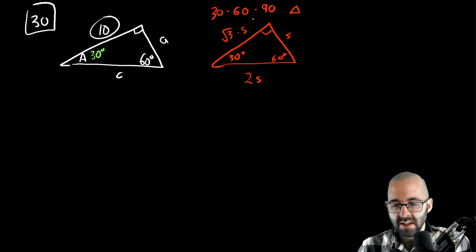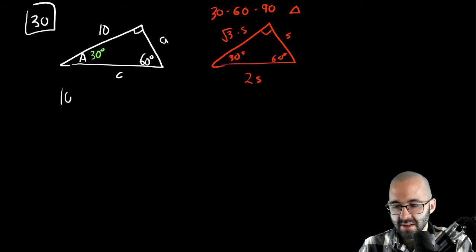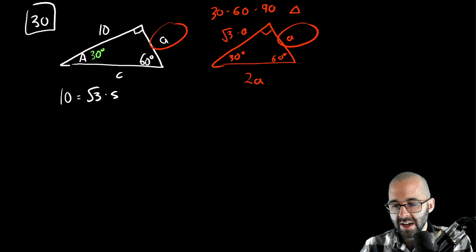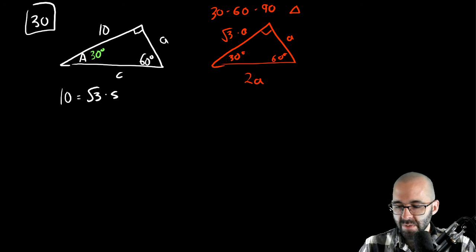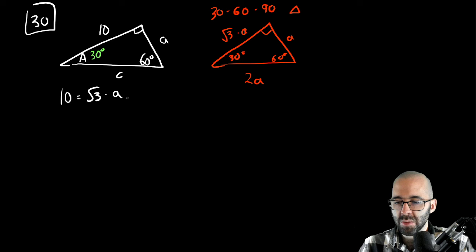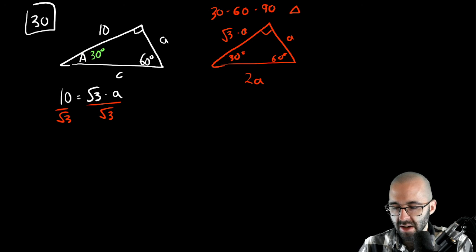So if 10 is the square root of 3 times S, let's write that down. 10 is the square root of 3 times the short side. And if we wanted, we could actually replace all of these S's with A's. This is literally called A right here. So if 10 is the square root of 3 times A, well, then I know exactly what A is. Divide both sides by the square root of 3. And again, you don't have to rationalize the denominator in this class. We're going to get A is just 10 divided by the square root of 3.